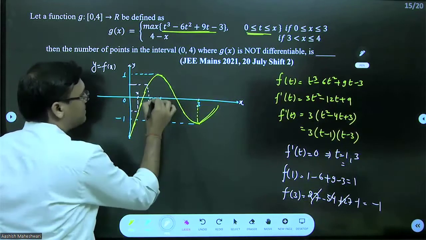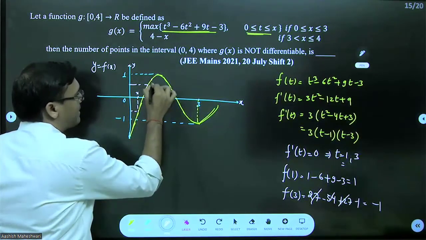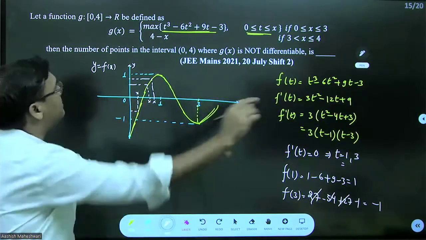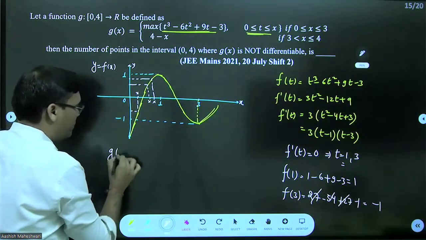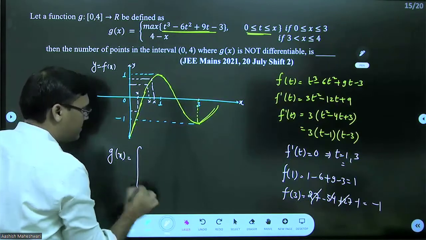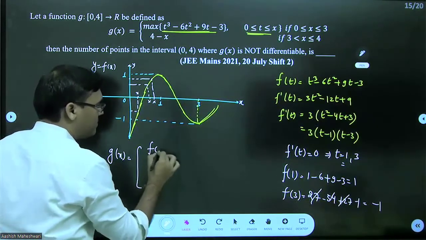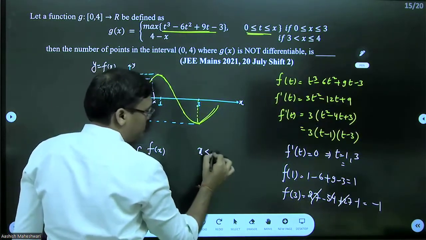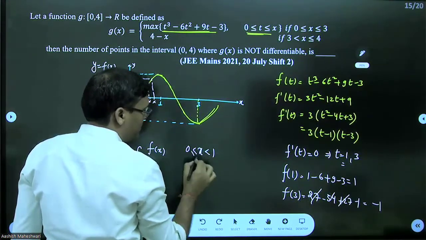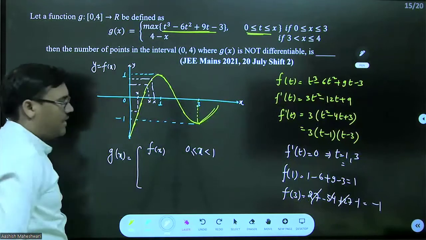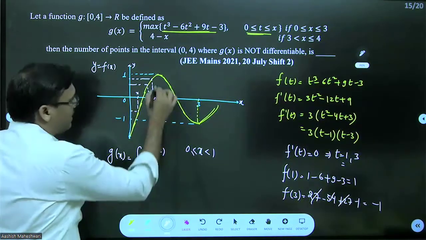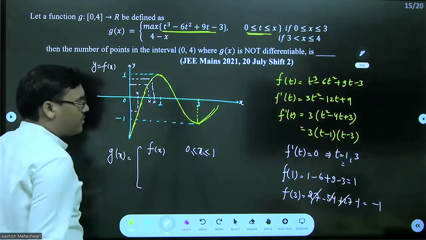If I take this as x, then what is the maximum value from 0 to x? This is the maximum value here. So can I say g(x) will be equal to f(x), that is this thing, f(x), if x is between 0 and 1. This will be closed, right? And at 1, we can write 1, right? As 1 is included, you can take it closed.